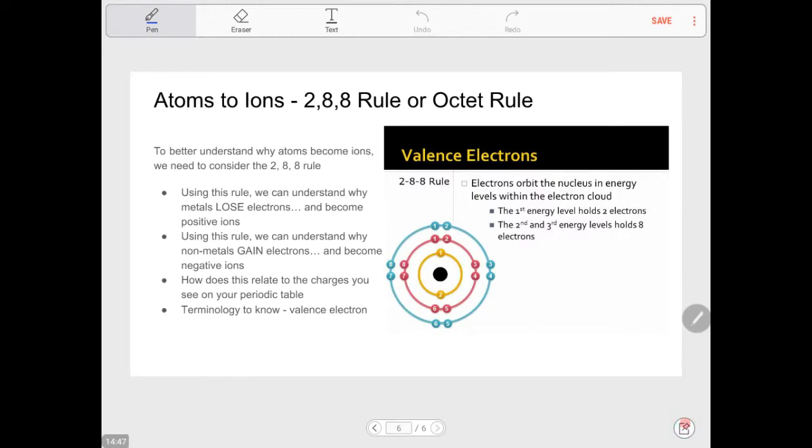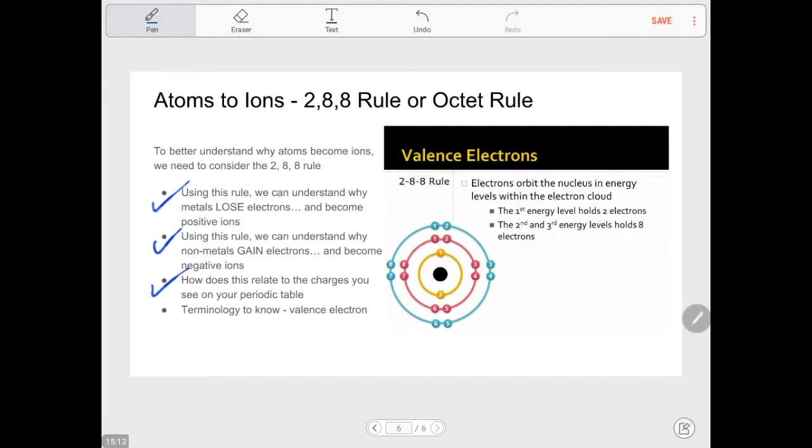Okay, so I've mentioned this now many times. Atoms to ions, it's the 2-8-8 rule, or octet rule. And believe me, that video I keep referring to, you will see it. Using the 2-8-8 rule, you will understand why metals lose electrons and become positive. Using this rule, you'll understand why non-metals gain electrons. And also you'll understand how this gives you the charges on your table.